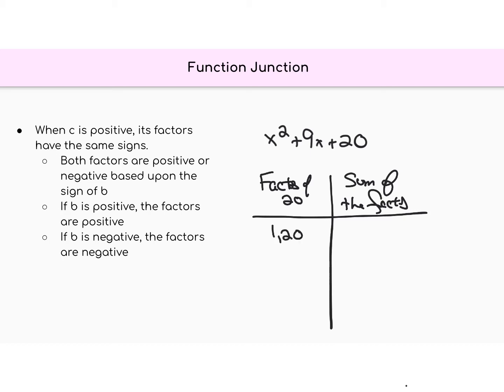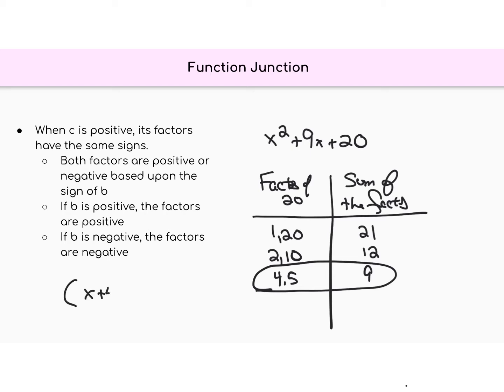So 1 and 20 is one pair, and that equals a sum of 21. Okay, we can also have 2 times 10, and the sum would be 12. And then finally 4 times 5, and that gives us a sum of 9. So this is the pair of factors that we want, because 4 times 5 is 20, our c term, and 4 plus 5 is 9, our b term. So the way we would write that in factored form is x plus 4 times x plus 5.